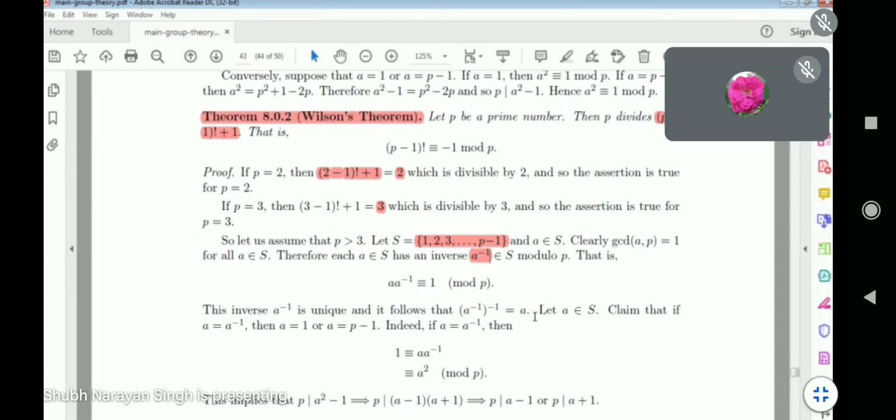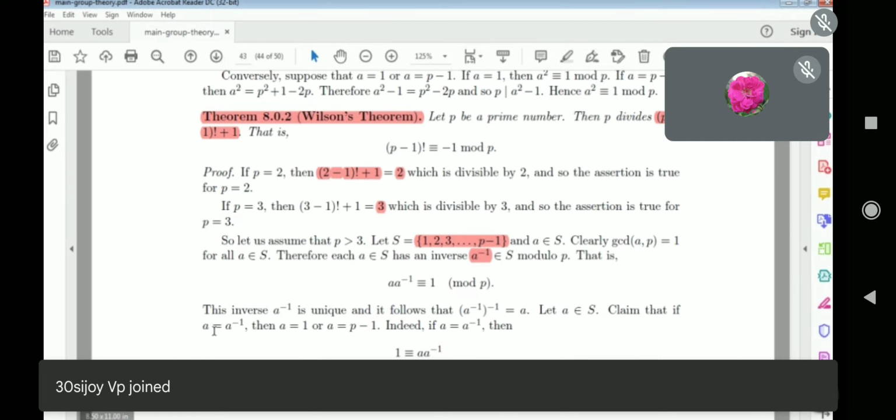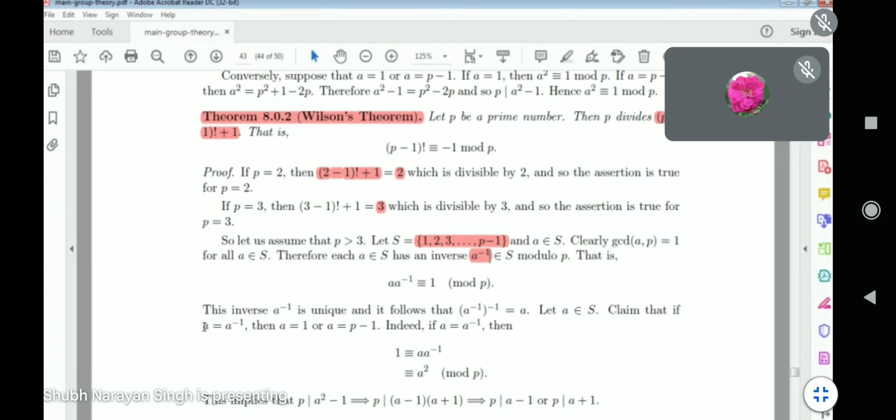Now here we claim one thing: if any element a inside S is equal to its inverse, then that element is the same as 1 or p minus 1. For example, think about p equal to 5. For the time being, think about p is equal to 5. Then construct our set S.